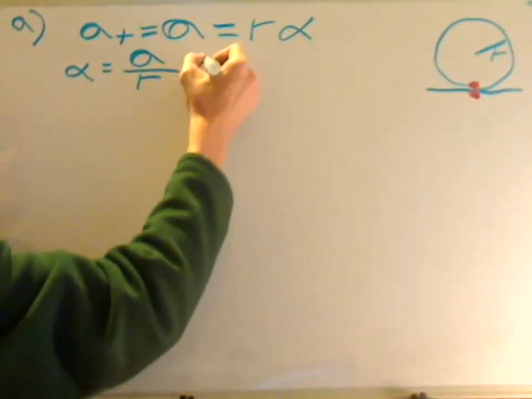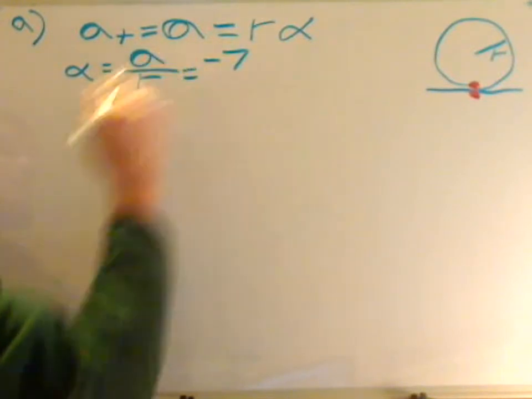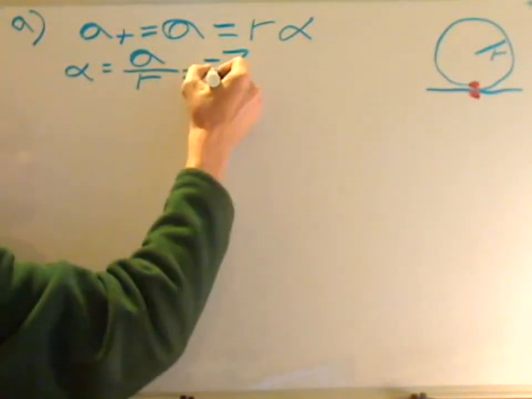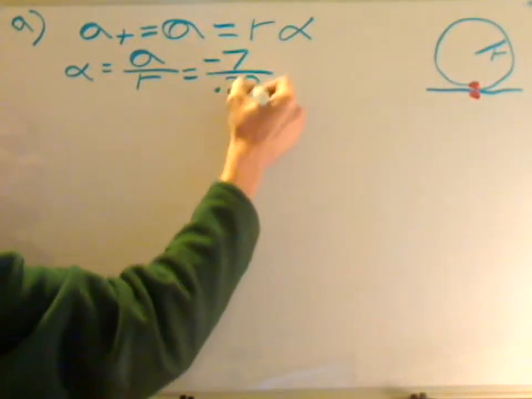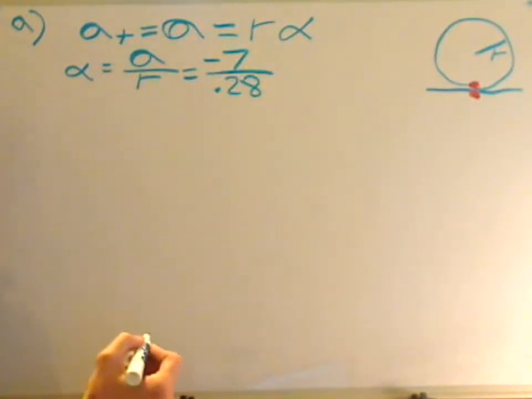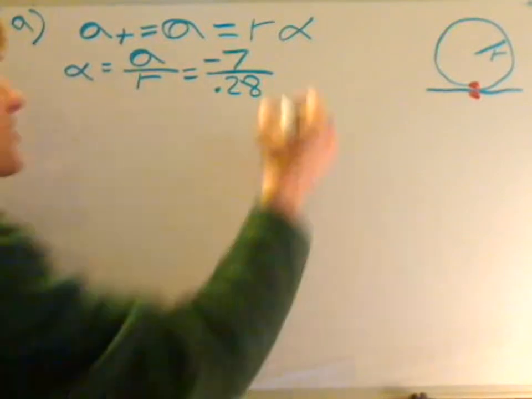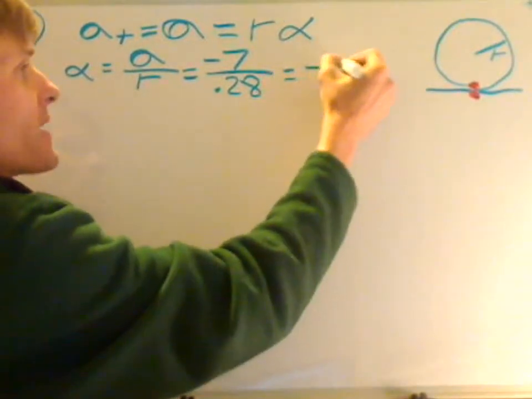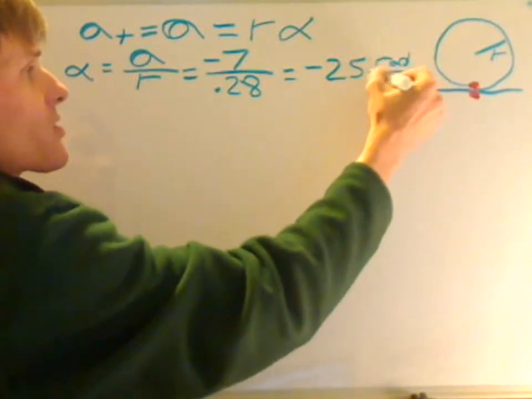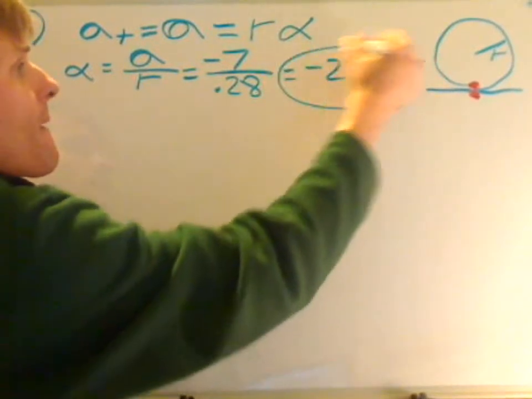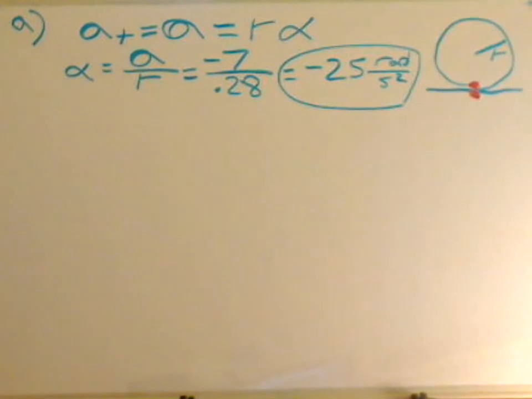Okay? And we're told that the acceleration of the car is -7 meters per second squared. The radius of the tire is 0.28 meters. And that gives you the number -25 radians per second squared. Okay? So there's our answer to part A.